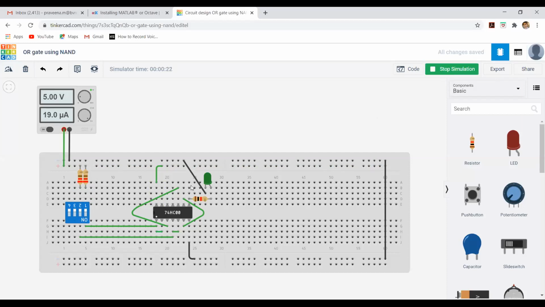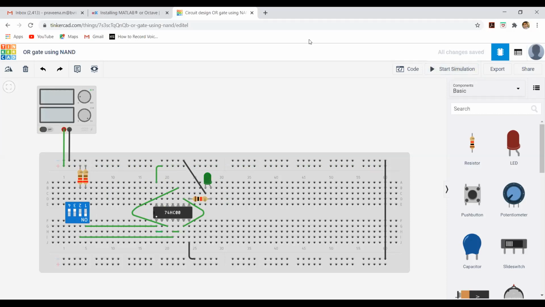According to your OR gate truth table, if either of these inputs is high, then your LED should glow. Now let me make one of my inputs high. You can observe immediately the LED is glowing. If I make it low again, then the LED is switched off. Then the other input, and then both the inputs I am making high. You can observe that if any one of the inputs is high, the output is high, which is nothing but my OR gate implementation.